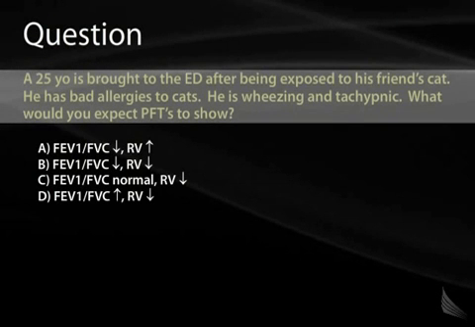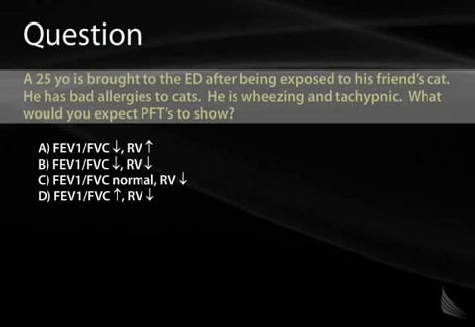So in this question, we have a 25-year-old that's brought into the emergency department after being exposed to his friend's cat. He's got bad allergies to cats. He's wheezing, he's tachypneic. What would you expect his pulmonary function test to show? Let's go through each of the answers. The first one, we've got a low FEV1 to FVC ratio, and his residual volume is increased. Seems like it might be correct. Let's look at the rest of them, though.